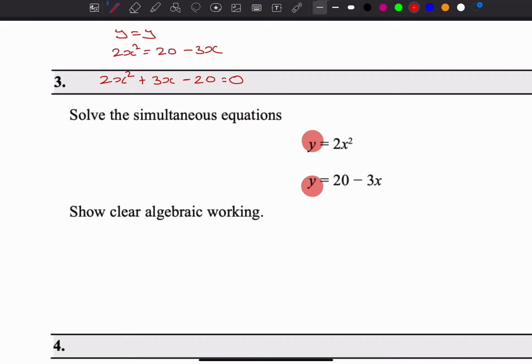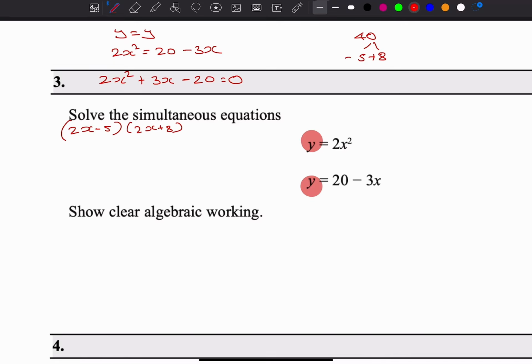Now I have to see, can I divide by a number? The 2, 3, 20. You can't really divide by any number, to be honest. So 2 times 20, which is 40. Factors of 40 that can make 3: 5 times 8 is 40. That can make 3, plus 8 minus 5. So what do we have? 2x minus 5. Remember, 2x plus 8, and everything divided by 2.